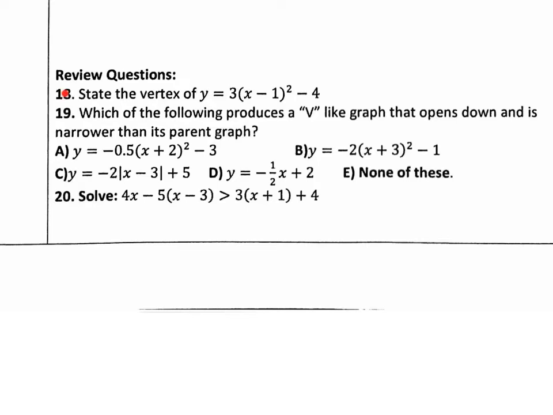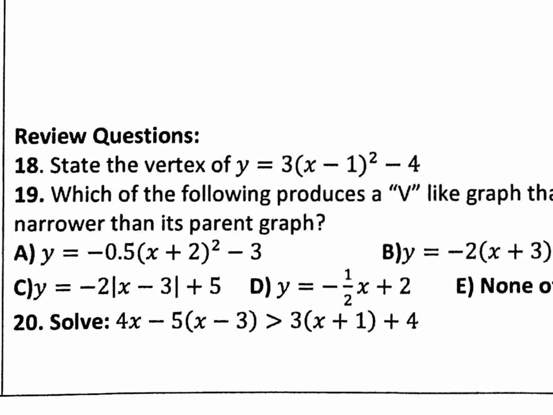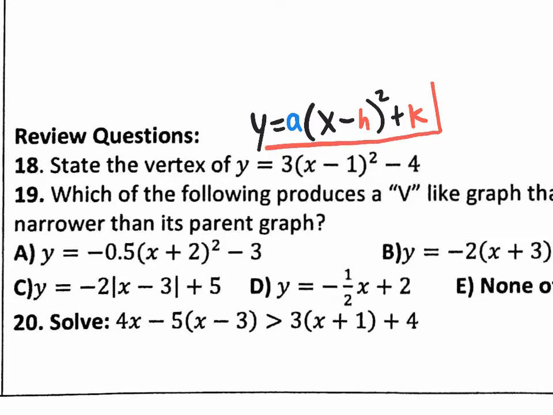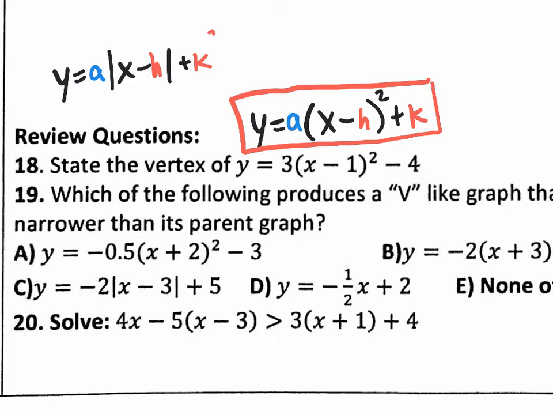So question 18, state the vertex. That's pretty easy, right? What's the vertex here of this parabola? 1 and 4. So ladies and gentlemen, we might as well jot down some notes here. The vertex form equation is y equals a parentheses x minus h squared plus k. That's your vertex form equation. And it's the same thing for an absolute value function.